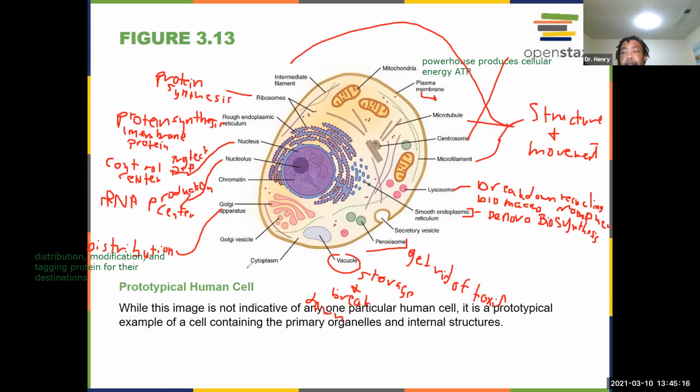The cytoplasm is like the fluid inside the cell that all of your organelles are kind of sitting in, and it's also responsible for providing some nutrients and stuff like that, and a means of transport of things.